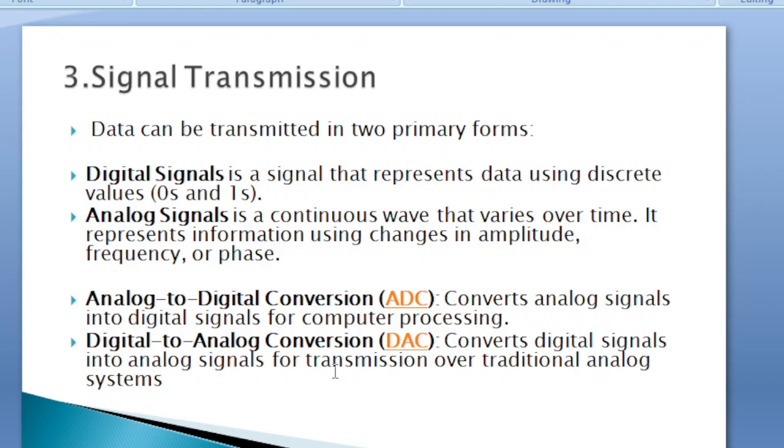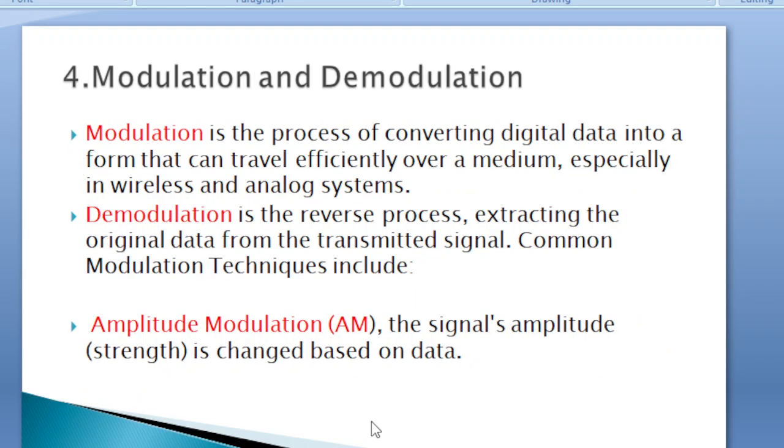Next is, since modern networks use digital signals, but some traditional systems are still using analog signals. Hence, these signals are often converted to each other, so analog to digital conversion is needed and also digital to analog conversion is needed. The ADC converts analog signals into digital signals for computer processing. The DAC converts digital signals into analog signals for transmission over traditional analog systems.